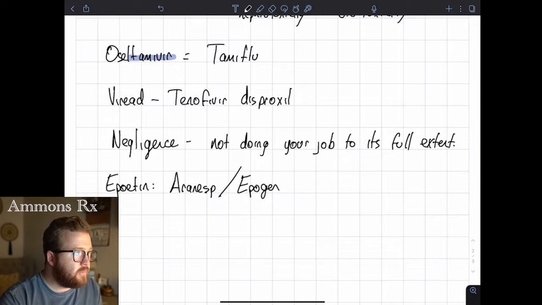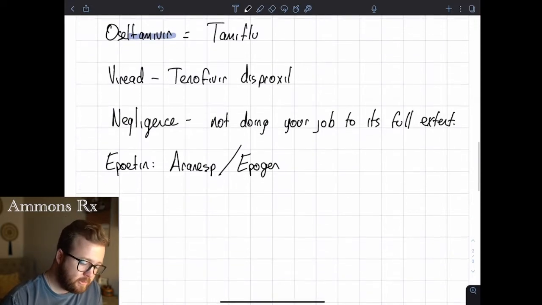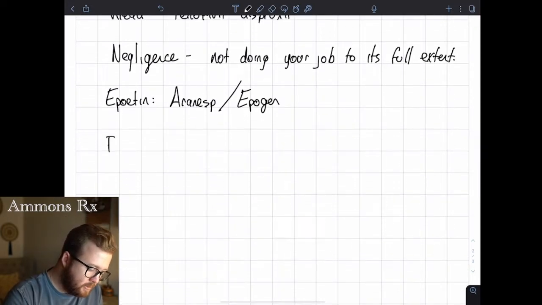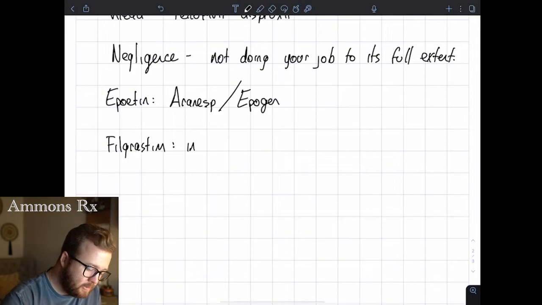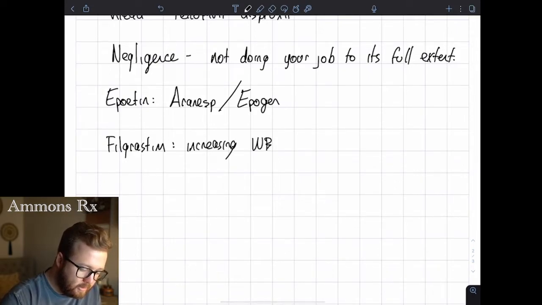For patients receiving chemotherapy, filgrastim. So, filgrastim actually helps to decrease their immune response, or I'm sorry, it helps increase the good immune response. So it's going to be increasing white blood cells.